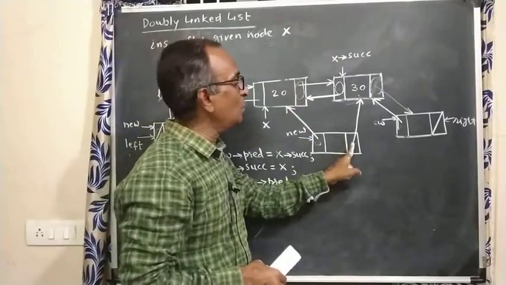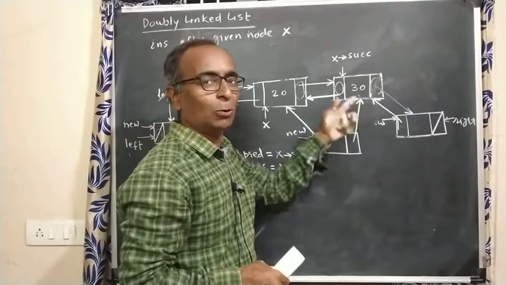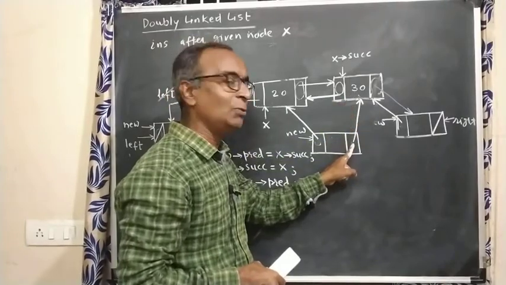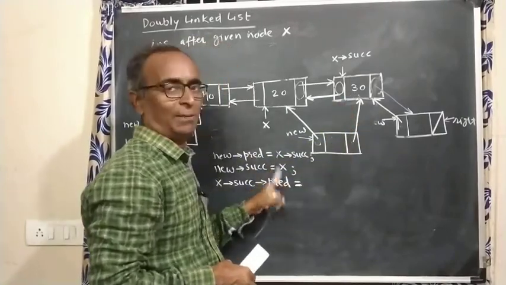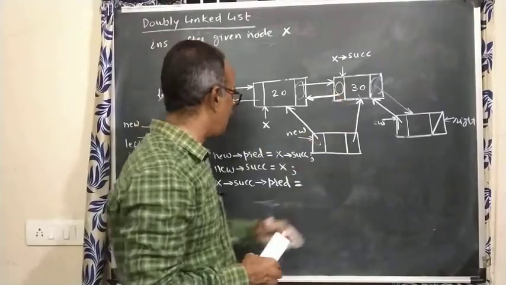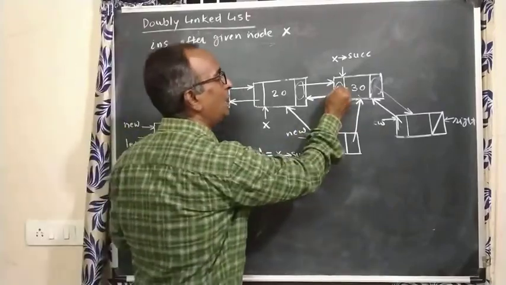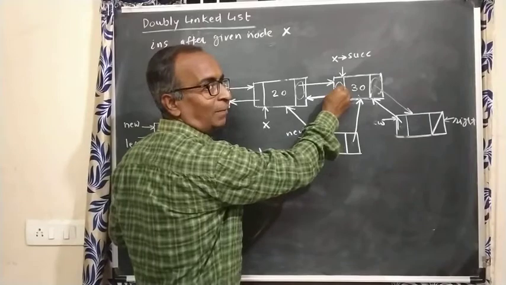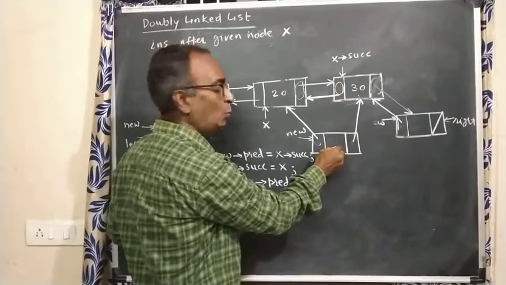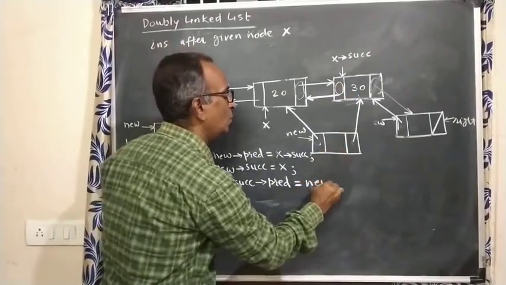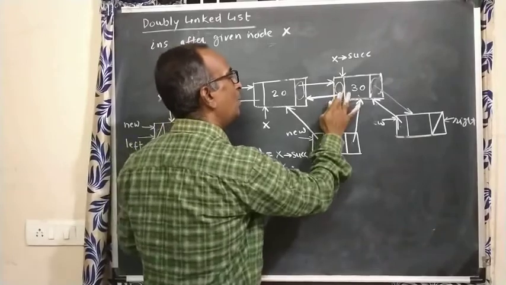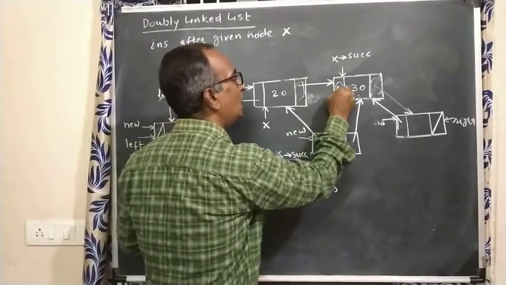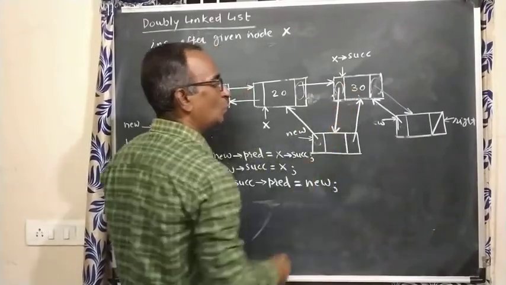Either you can use new's successor also here, no problem, because this node's address is in new's successor after setting this way. So I am accessing this. Now this field should point to its predecessor. Predecessor will be this new node. So new is given to this. So what will happen? This pointer won't be there. It will point to this node now.